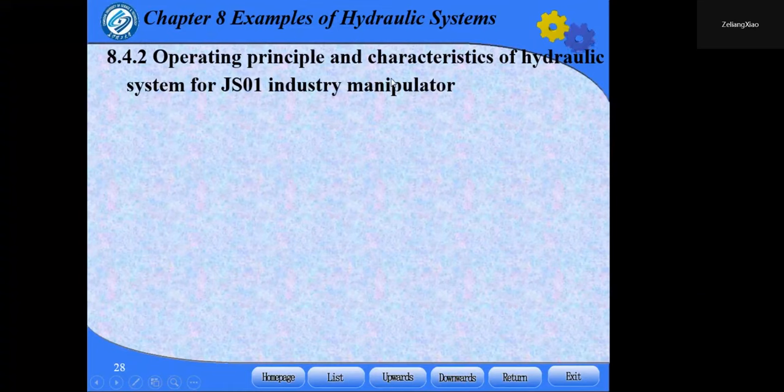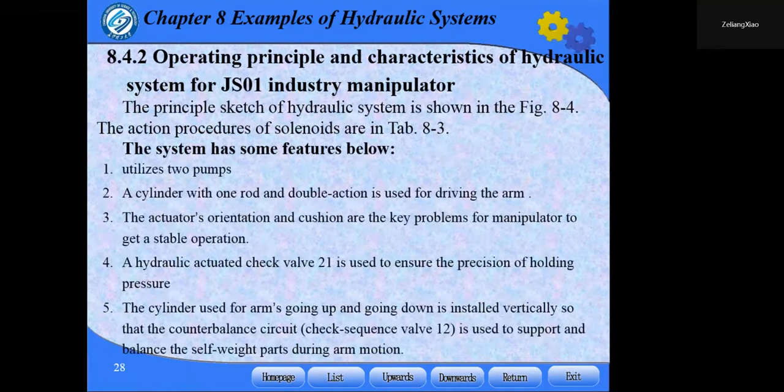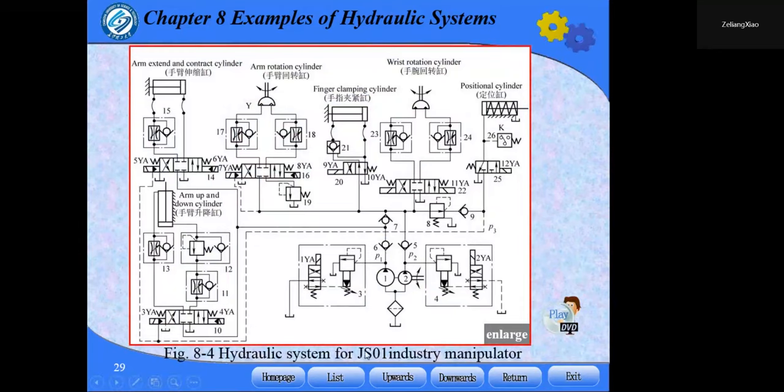4.8.4.1 Operating principle and characteristic of hydraulic system for GS01 industry manipulators. The principal sketch of the hydraulic system is shown in the figure on page 4, and the action procedures of the solenoid are in the table. See the hydraulic system for GS01. Later, see this video.